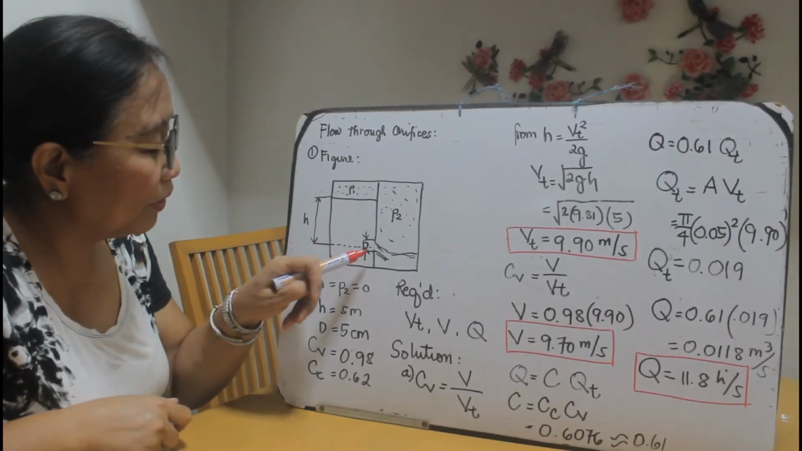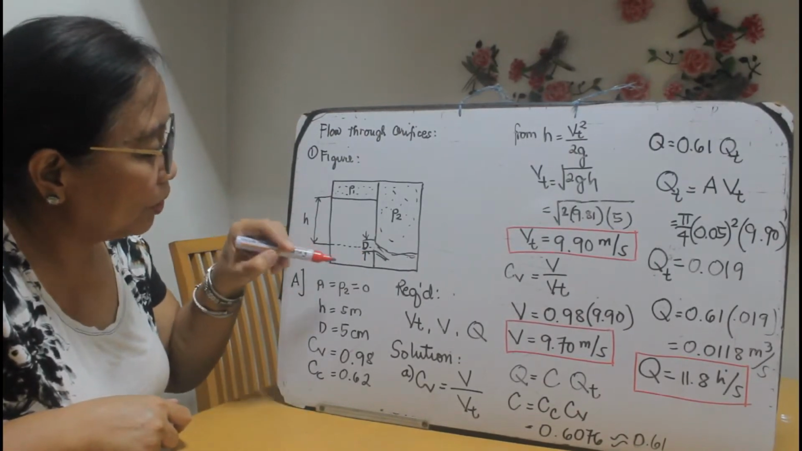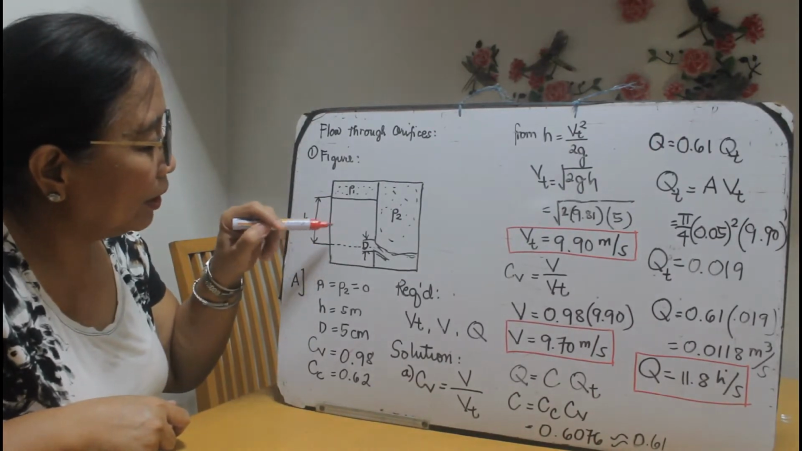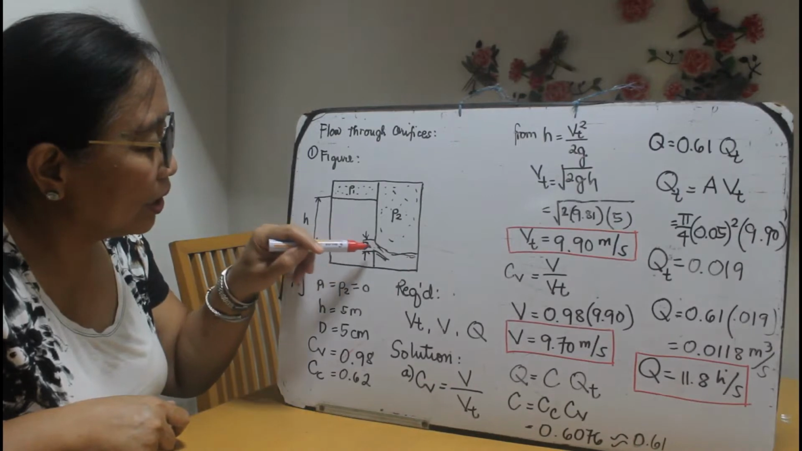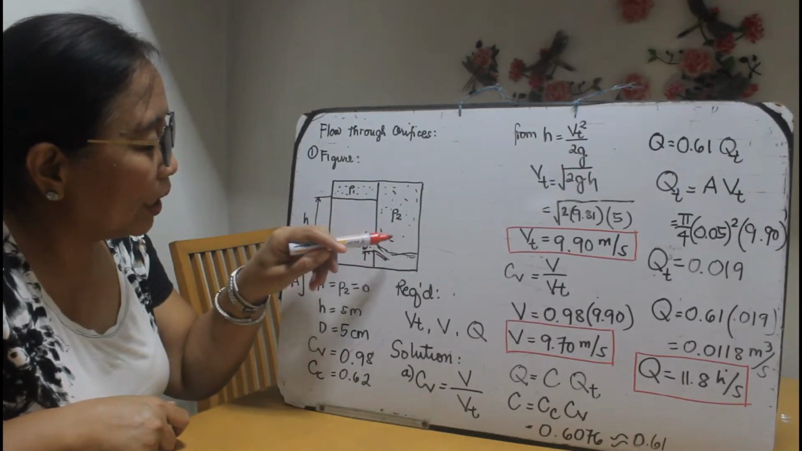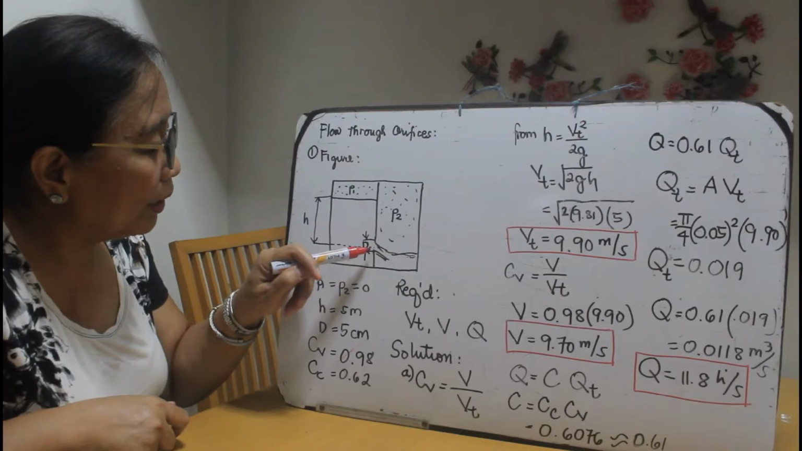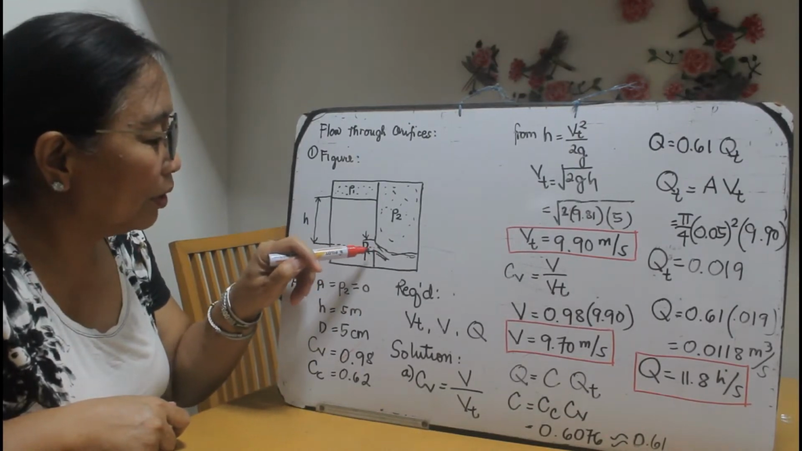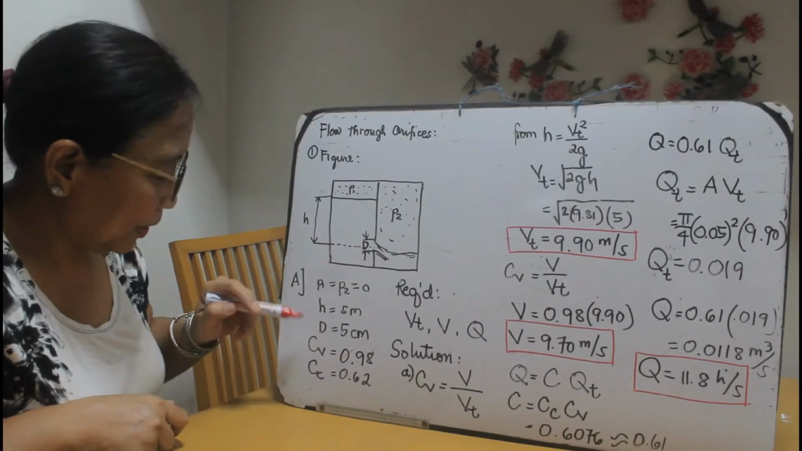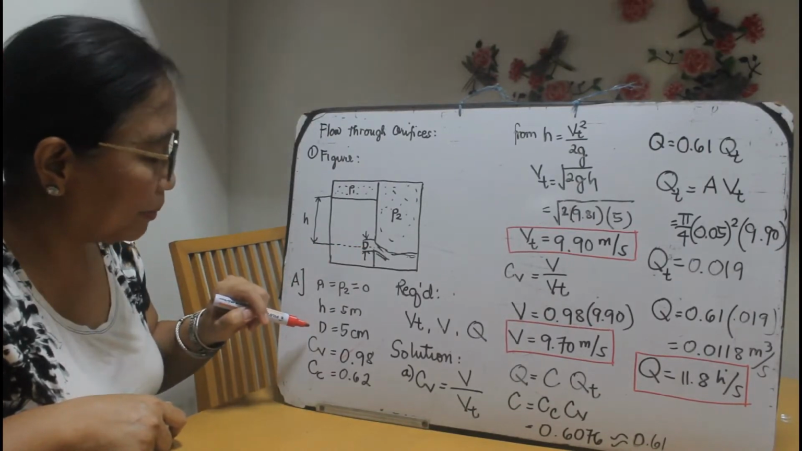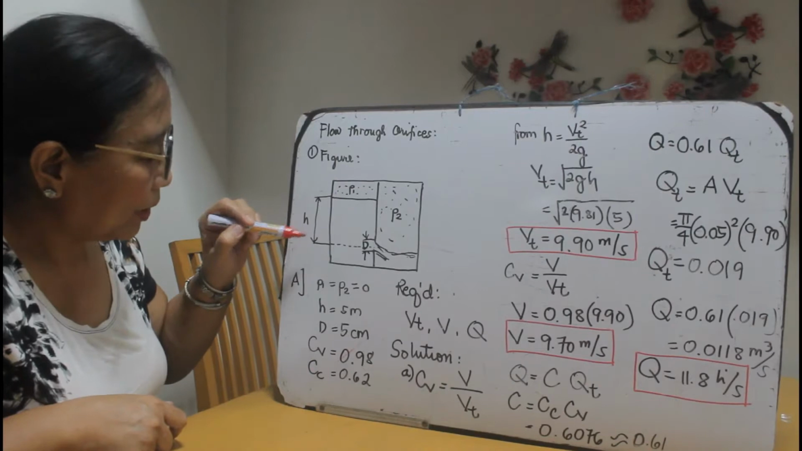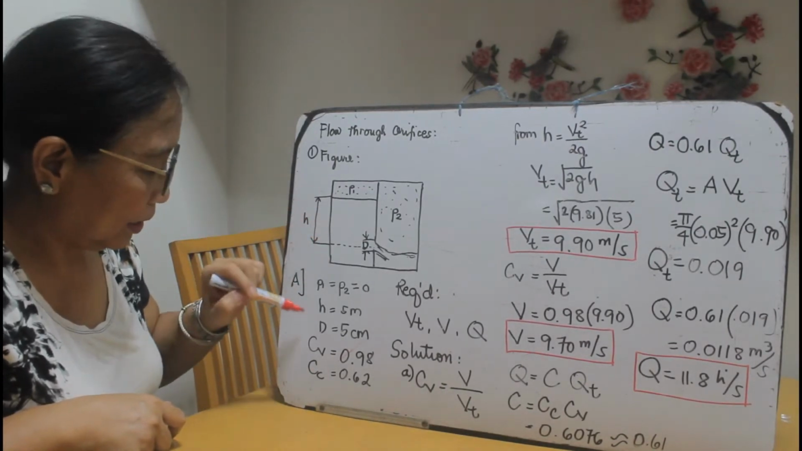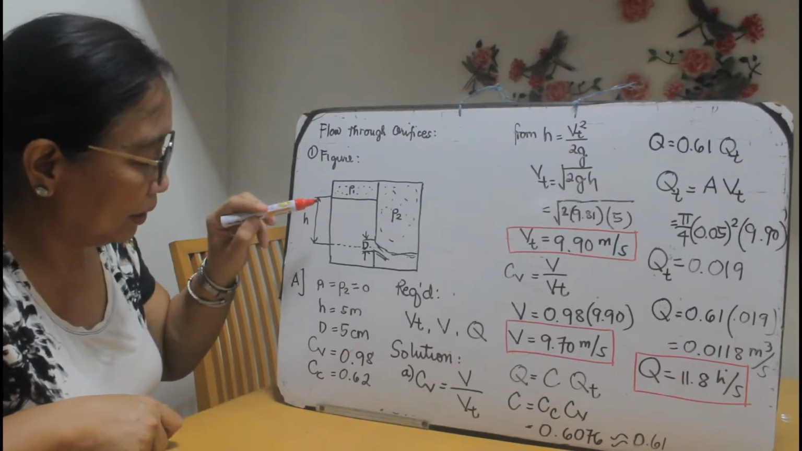Orifices, kamukha nito sa figure na to. In the figure is shown two chambers, two tanks. This tank is discharging towards the other tank through an opening, para yung butas. The diameter of that orifice is given in problem A, which is 5 centimeters. Now, the height of the fluid inside this tank is 5 meters.